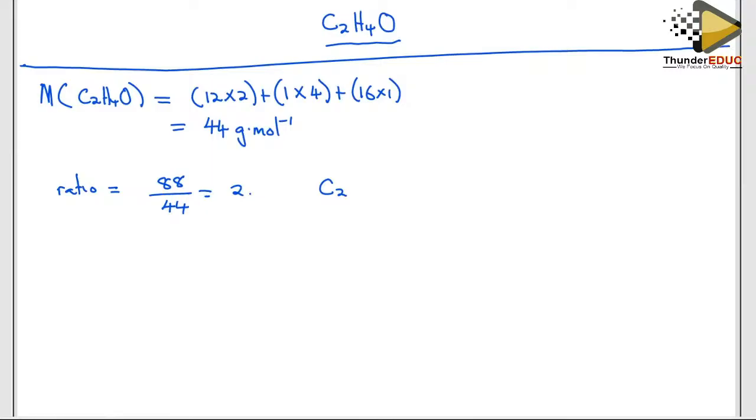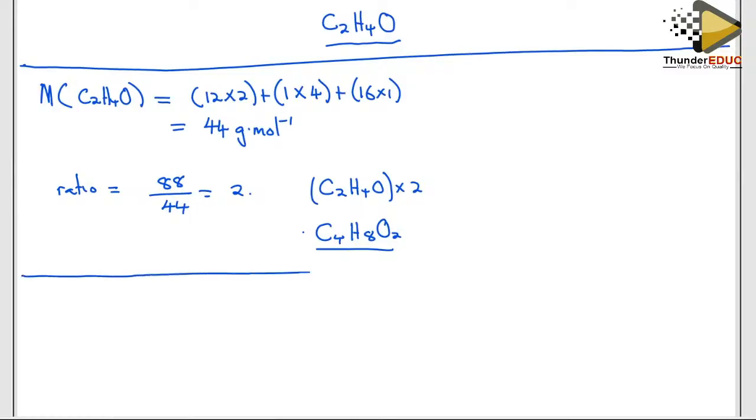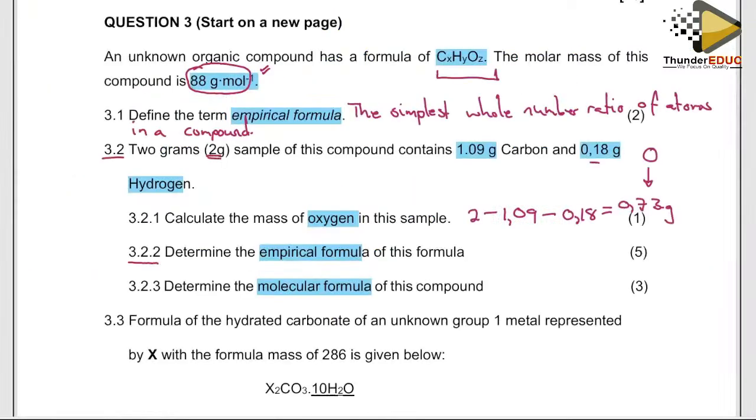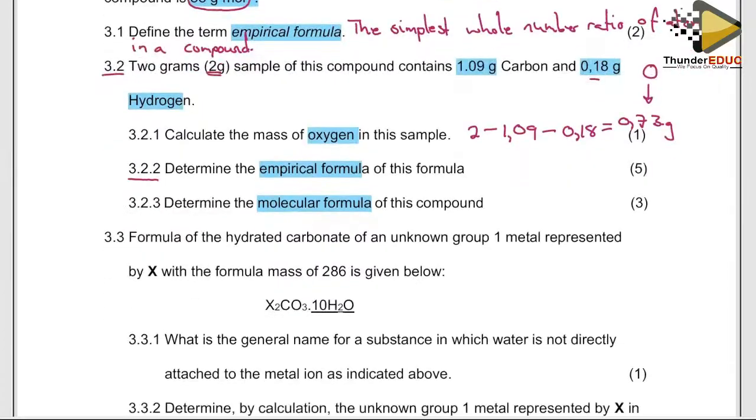Then what I'm going to do is take that formula that I already had at the top, the empirical formula, C2H4O, in brackets, multiplied by 2. Therefore, my answer is going to be C, 2 times 2 is 4, then H, 4 times 2 is 8, then the oxygen is going to be O2. So now we are done with question 3.2.3. Now to proceed to the next question, which is question 3.3.